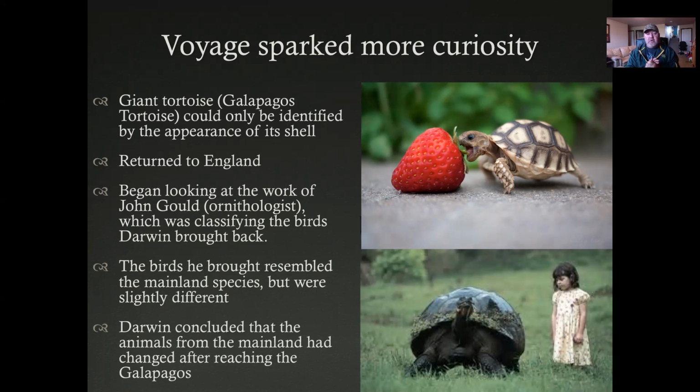Anyways, the birds that he brought resembled the species that you would find on the mainland, but they had small variations. They were slightly different. One of the things in particular was the shape of the beak. And we'll get to that in a little bit here. We'll talk about the specifics about the beak here in a second, but all of these differences led him to believe that the animals from the mainland had somehow made their way out to the island.